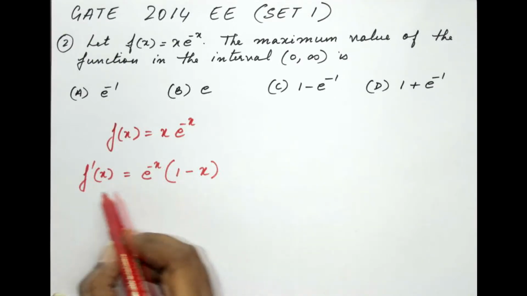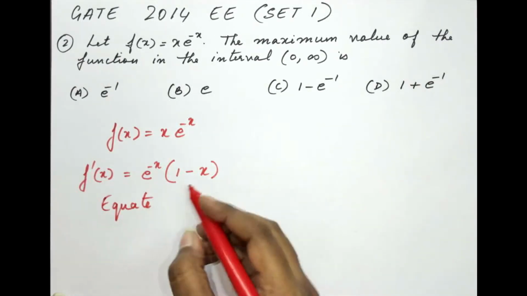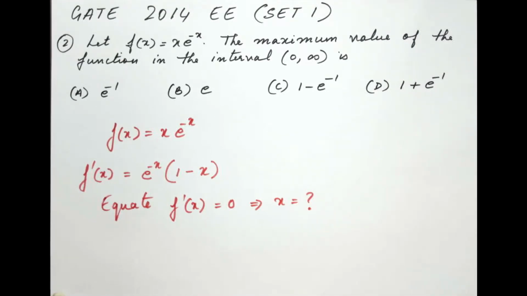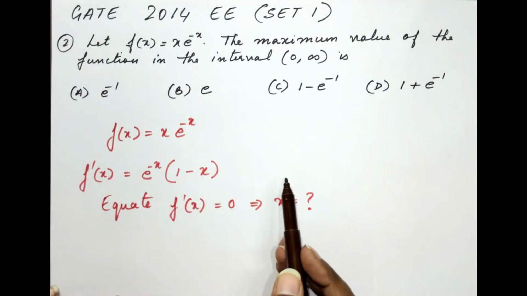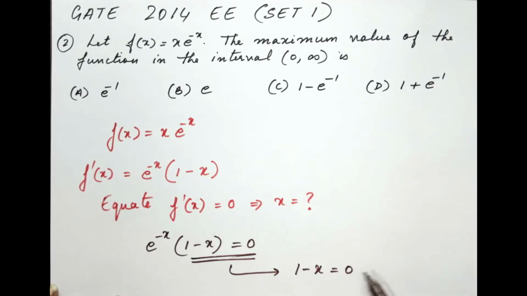Now for the next step, we will have to equate f dash x to 0 and solve for x. So here we would equate e power minus x into 1 minus x to 0. Let's do that. e power minus x into 1 minus x equals 0. So what does this imply? This implies that either e power minus x equals 0 or 1 minus x equals 0. Now the easier of the two is to take the part which is within the brackets and equate it to 0. So what happens here? We get 1 minus x equals 0, and that implies that x equals 1.